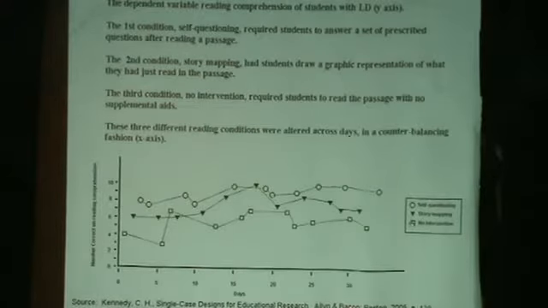The second one, which is the upside down triangle, was story mapping. The second condition, story mapping, had students draw a graphic representation of what they had just read in the passage, and then answer questions. That graph looks like this. It is somewhat similar, but there's some response differentiation here because self-questioning is higher in almost all cases except one particular one.